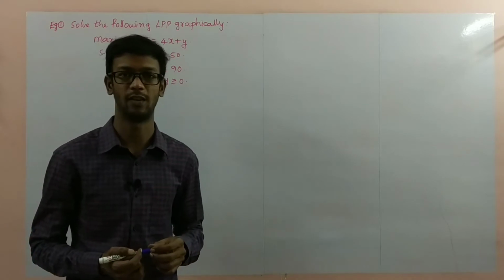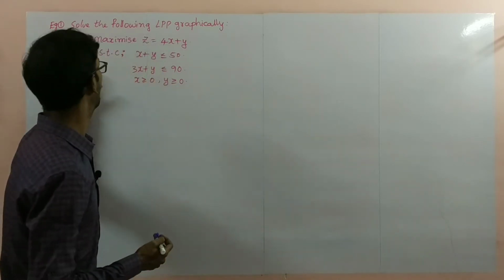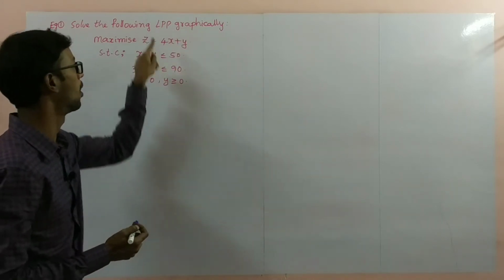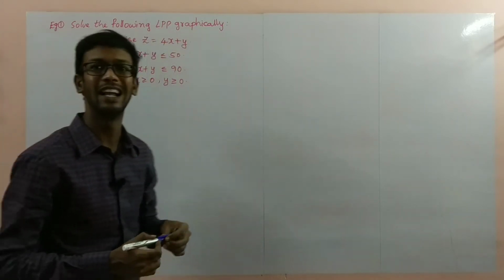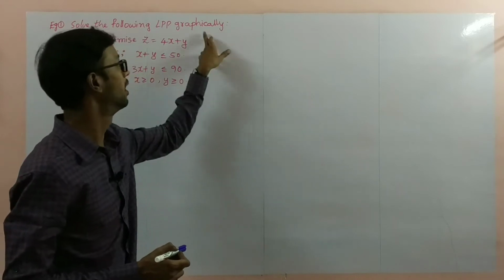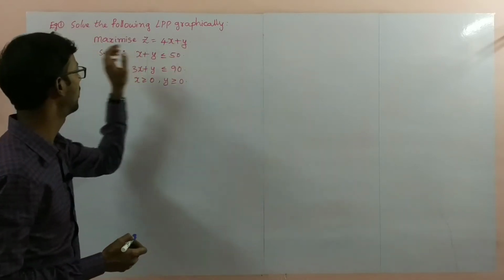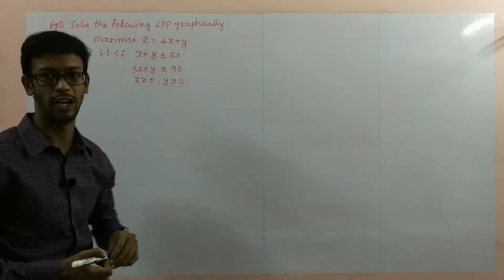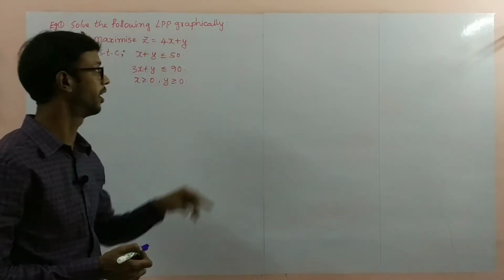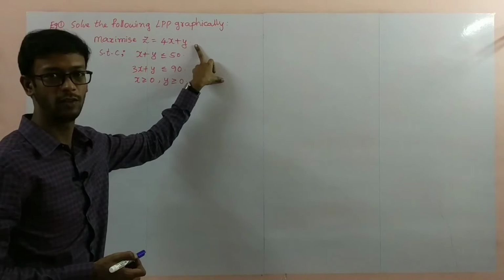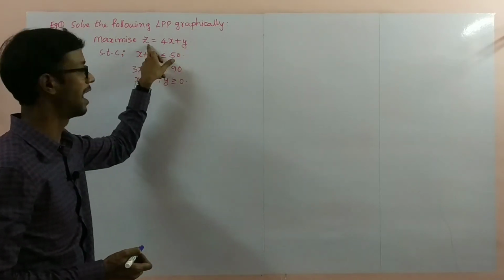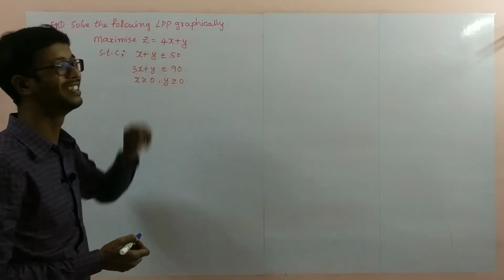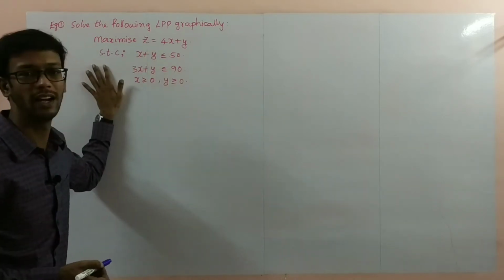Example 1. First of all, first problem. Solve the following linear programming problem. LPP is nothing but linear programming problem. Graphically, maximize z equal to 4x plus y. You have to find the maximum value of z, subject to constraints.